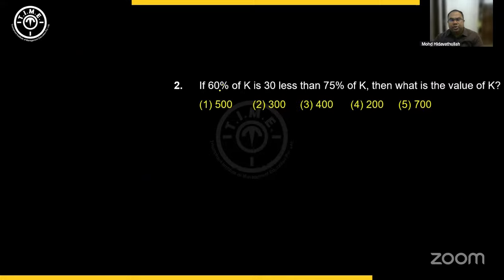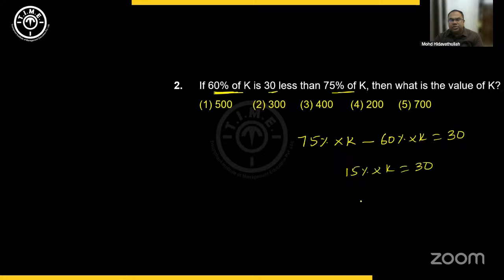This is a very simple question. 60% of k is 30 less than 75% of k. For your understanding, I am writing this: 75% of k minus 60% of k is 30. 75% minus 60% is 15% of k, which is 30. So k is equal to 30 into 100 upon 15, 200.